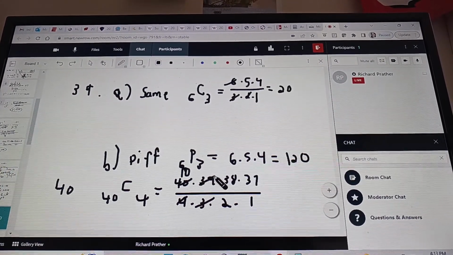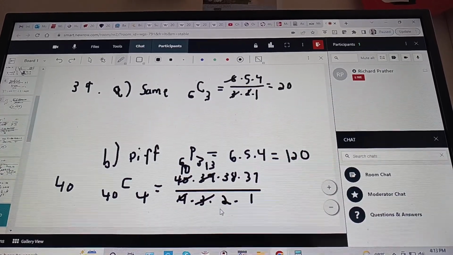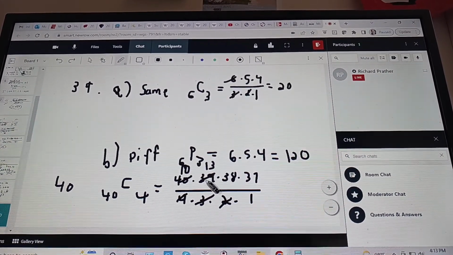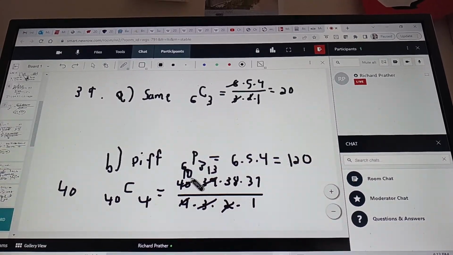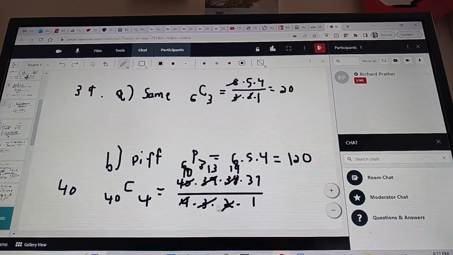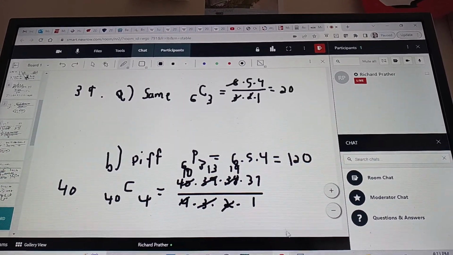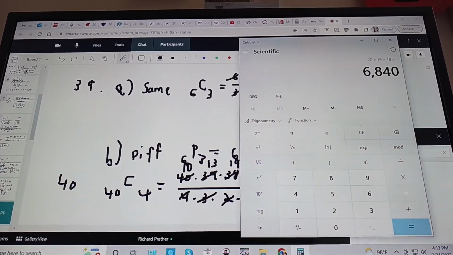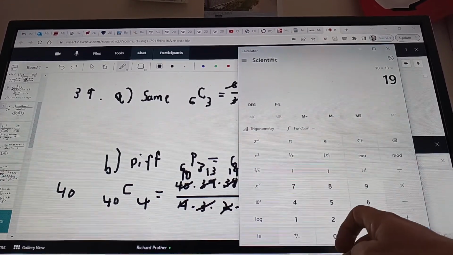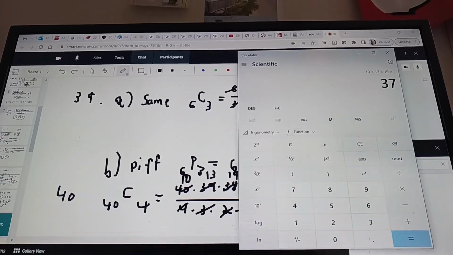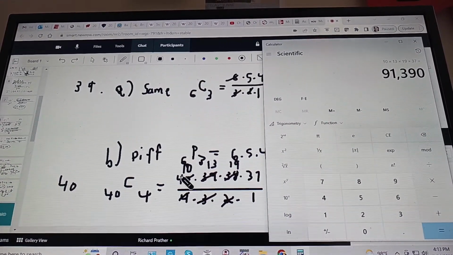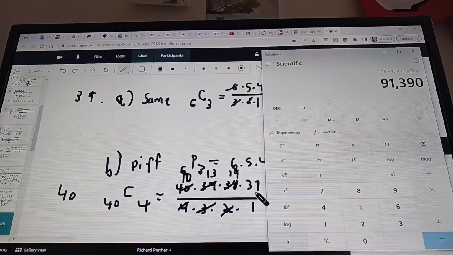3 goes into 39 13 times. 2 can go into either 38 or 10, your choice. They're both even numbers. I like 10s in multiplication, so I'm going to leave that one alone and go into 38 19 times. Or you could do all the top and all the bottom and divide them if you want, but it's easier this way. 10 times 13 times 19 times 37. The entire bottom canceled out. The top was 10 times 13 times 19 times 37.